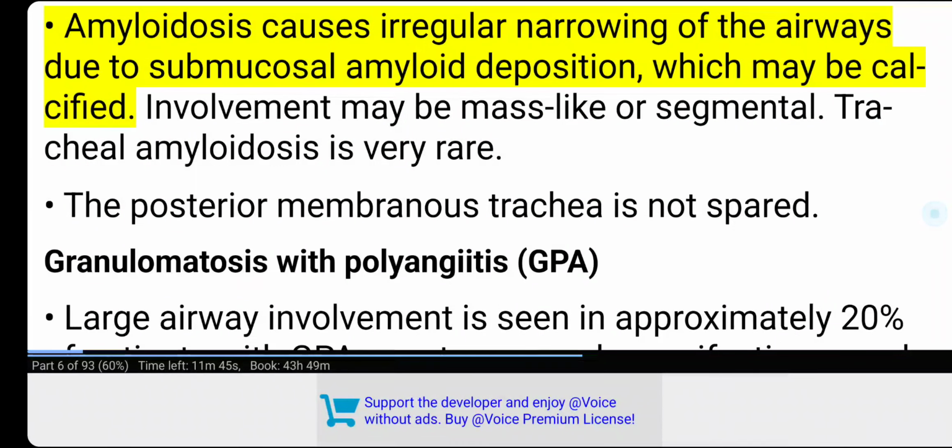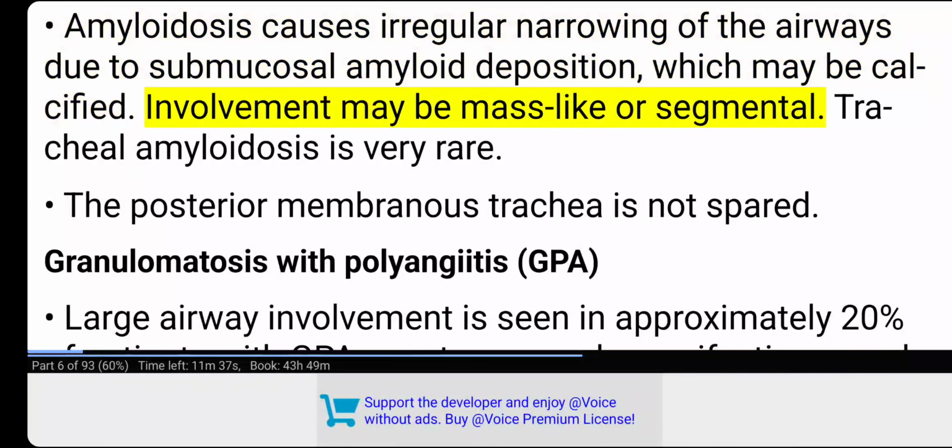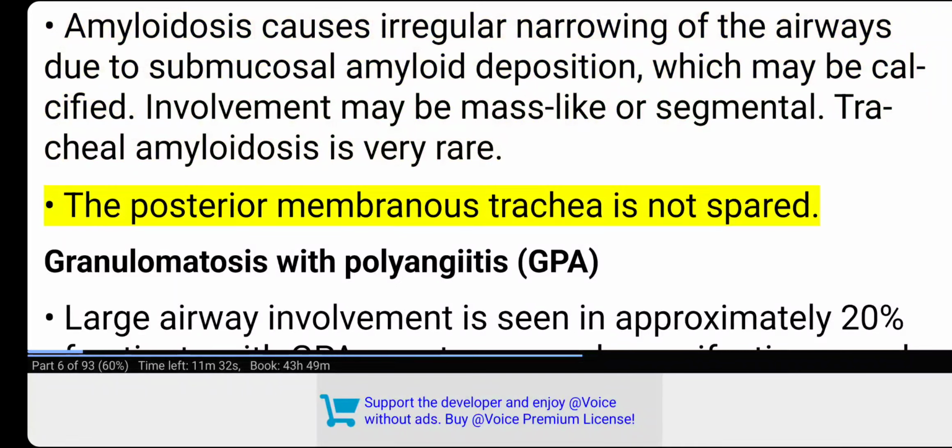Amyloidosis causes irregular narrowing of the airways due to submucosal amyloid deposition, which may be calcified. Involvement may be mass-like or segmental. Tracheal amyloidosis is very rare. The posterior membranous trachea is not spared.